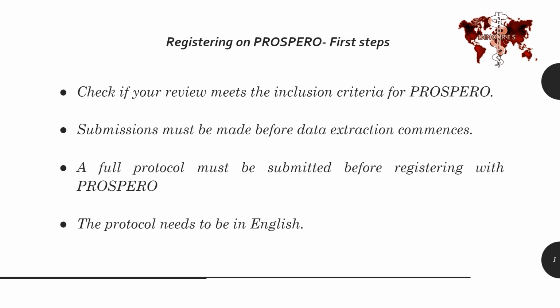Ideally, reviews should be registered before screening against eligibility criteria begins. However, reviews can still be registered if they have not progressed beyond data extraction. This helps reduce bias by limiting the potential for data extraction to influence the review's outcomes or conclusions. Ensure that a full protocol is submitted in English before registering with Prospero.